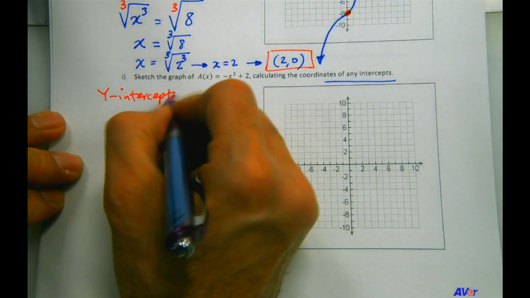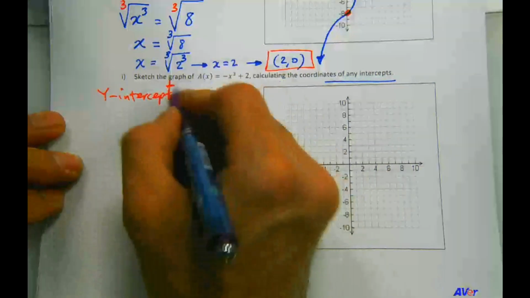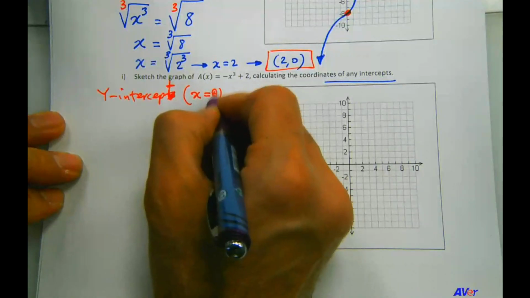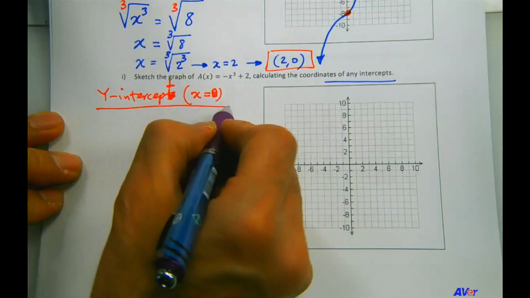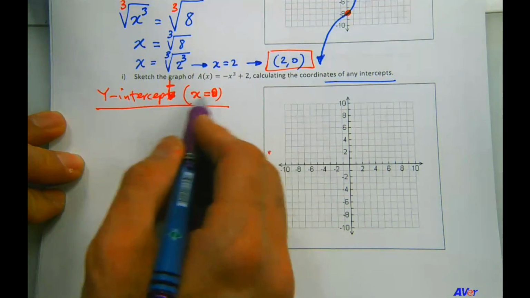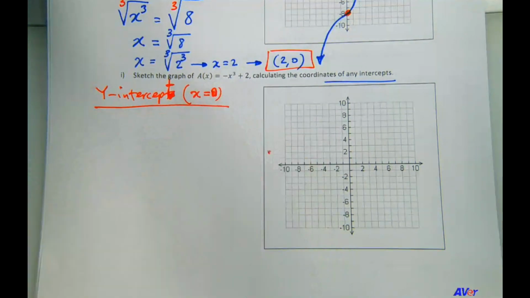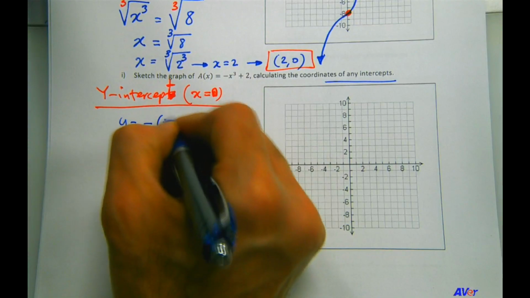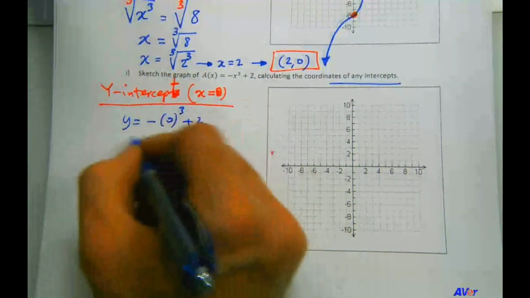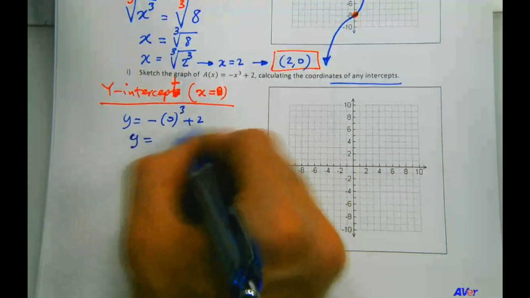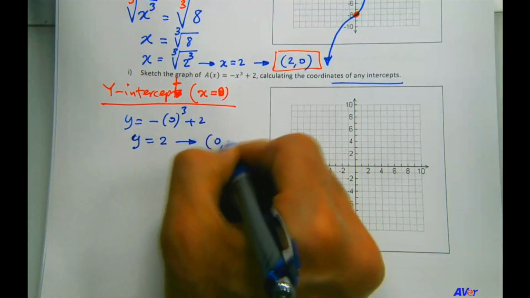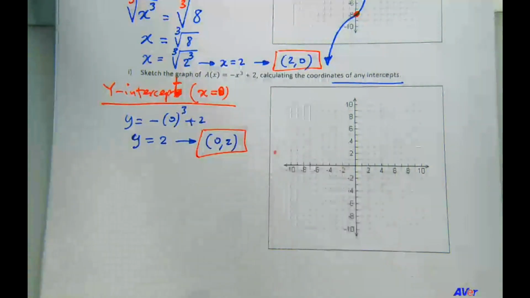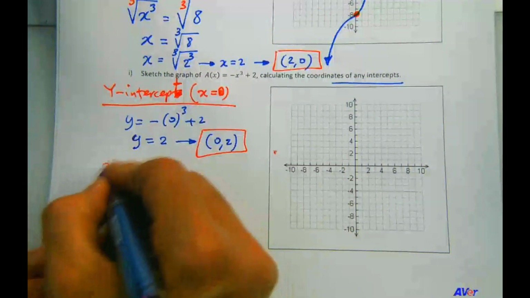So just like before, y-intercept, and this would be x equals 0, right? That's where the y-intercept will occur, or occurs when x equals 0. So in this function, we're going to substitute for x with 0: minus 0 cubed plus 2, y equals 2. So 0 comma 2 is the y-intercept. How about the x-intercepts? So let's find those.